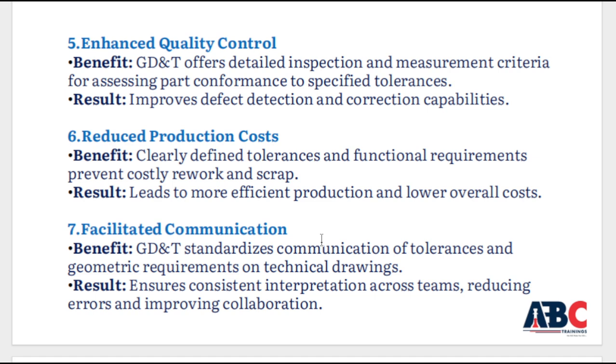Sixth benefit is reduced production costs. Clearly defined tolerances and functional requirements prevent costly rework and scrap, leading to more efficient production and lower overall costs. Seventh benefit is facilitated communication. GD&T standardizes communication of tolerances and geometric requirements on technical drawings, ensuring consistent interpretation across teams, reducing errors and improving collaboration.